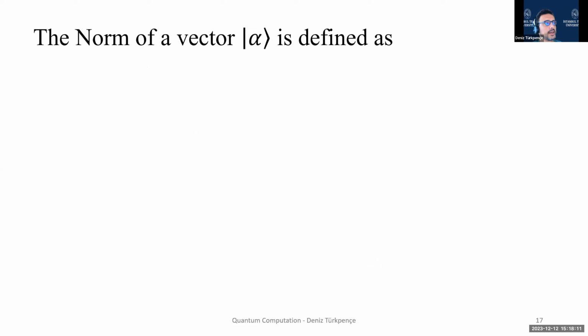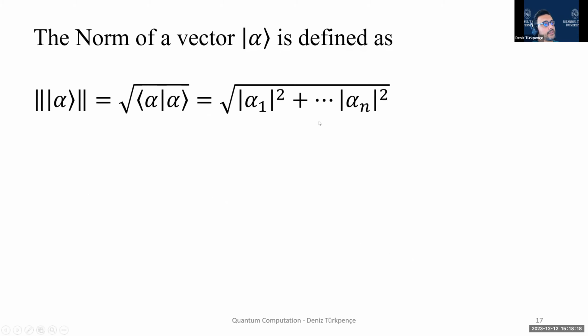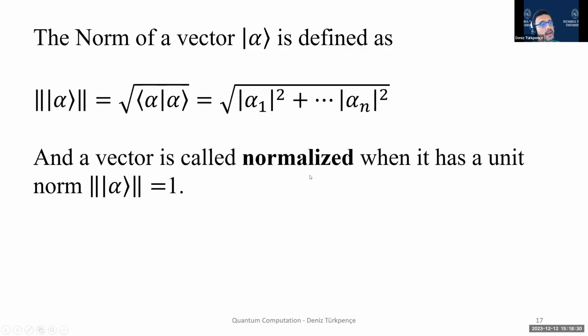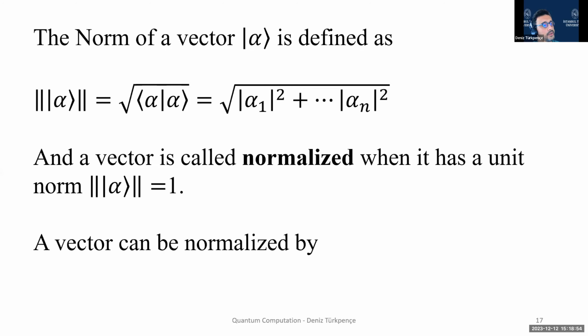Next, another important aspect is the norm of a vector, okay? The norm of a vector is defined as the square root of its inner product, so in fact this is the length of the vector, okay? And a vector is called normalized when it has unit norm, that is, if its length is one, then we call this vector normalized. In quantum mechanics, the systems should be normalized in order to satisfy the unity conditions of real physical systems. So a vector can be normalized by dividing it by its norm, okay? If a vector is not normalized, you can normalize it simply by dividing it by its norm.